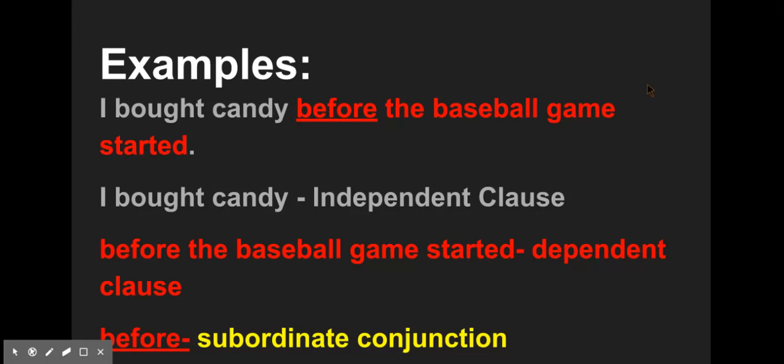I bought candy before the baseball game started. I bought candy is an independent clause. It can stand on its own. I bought candy can be a sentence. Before the baseball game started is a dependent clause because we need extra information to make it a complete thought. Before the baseball game started. What about it? Before is your subordinate conjunction. It connects the rest of that sentence to the independent clause.